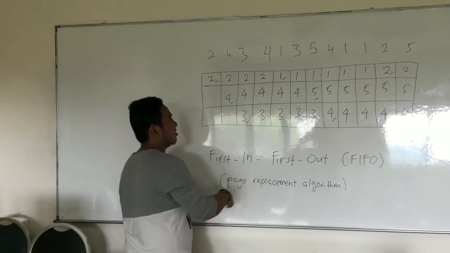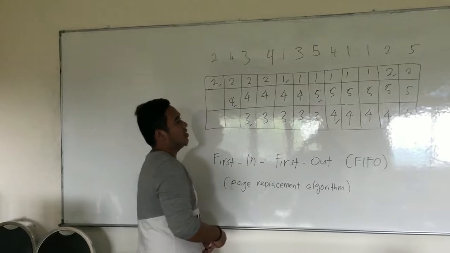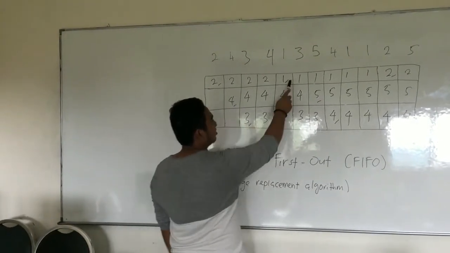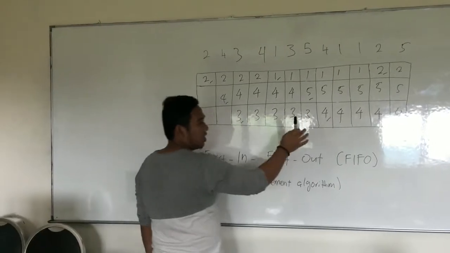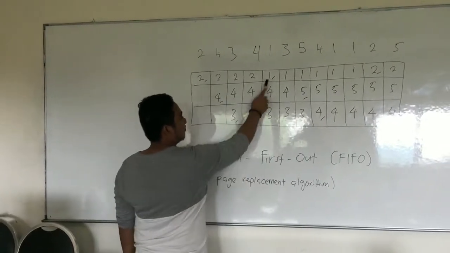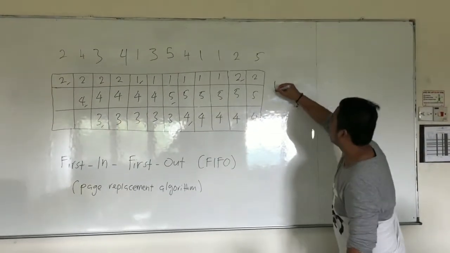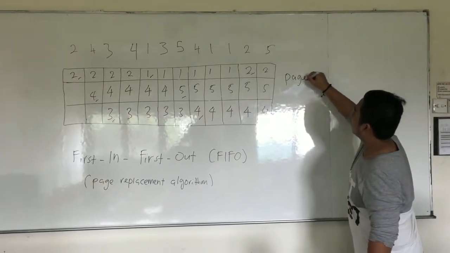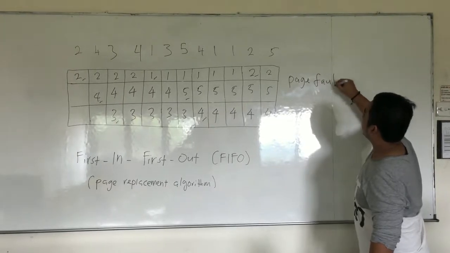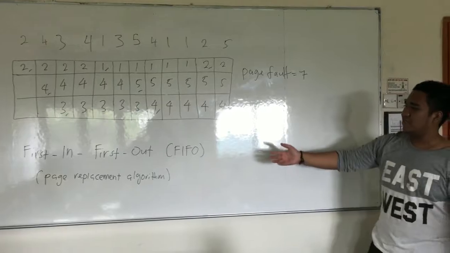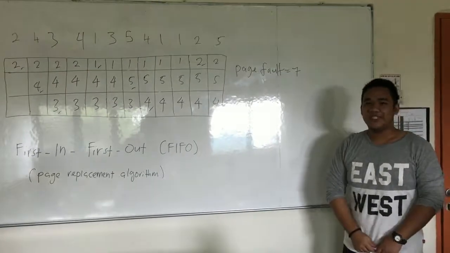Okay, for the next step, you need to find the page faults. The page faults are the ones that you have changed in the algorithm, just like that. Okay, so there are 1, 2, 3, 4, 5, 6, 7. So there are 7 page faults in this algorithm. So this is for first in, first out, and thank you very much.